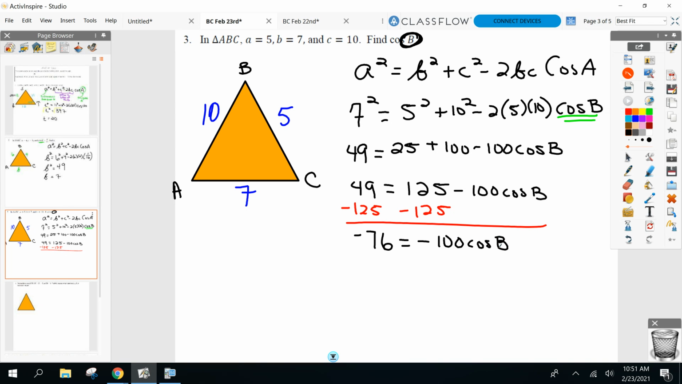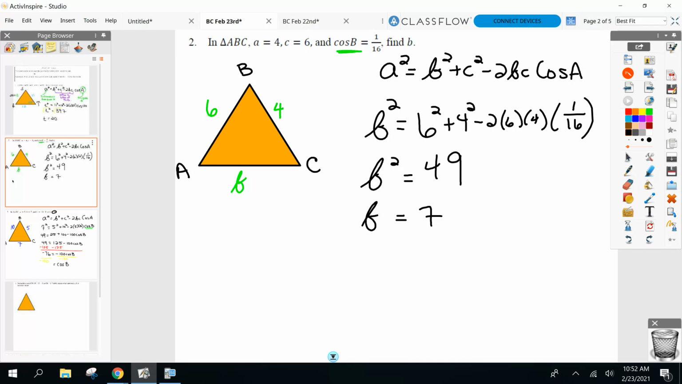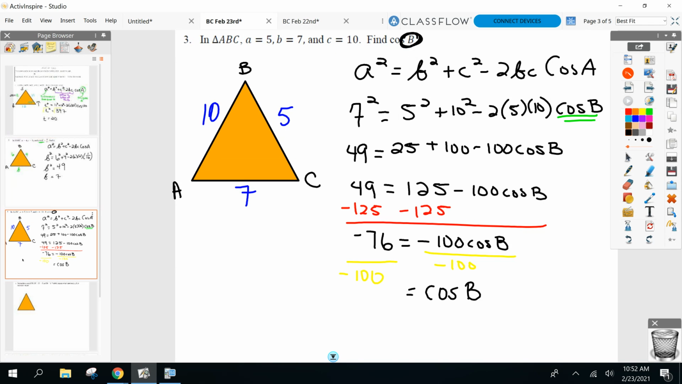All right, cosine B is almost by itself. The cosine of B, almost. What do I do with the negative 100? Divide, yeah, divide it, please, because it's being multiplied. Divide both sides by negative 100. So the cosine of B. And I'd like you, just like I gave it to you in the last problem, to leave it as a fraction, please. Just like I gave it to you as a fraction in problem 2, leave your answer as a fraction.